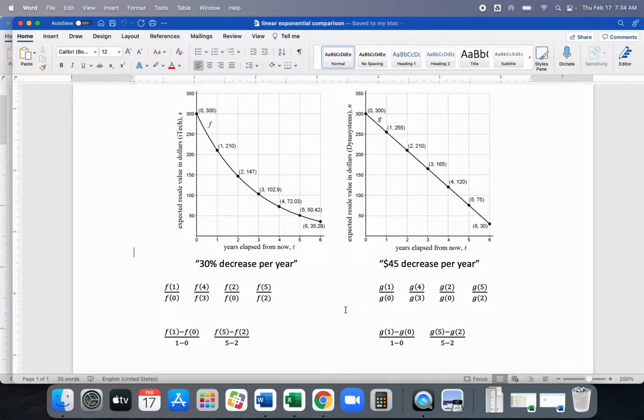We've got, I'm asking for the same general computations. The one on the left was what was the name of it? iTech. The iTech phone, the one that was a 30% decrease per year. And there's 6 different computations to do there. The one on the right is the Dynasystems device. I guess it wasn't a phone, it was some sort of device. Those decreasing in value by $45 per year. So sometimes those values are similar to one another. Sometimes they're not, but the pattern isn't described the same way.